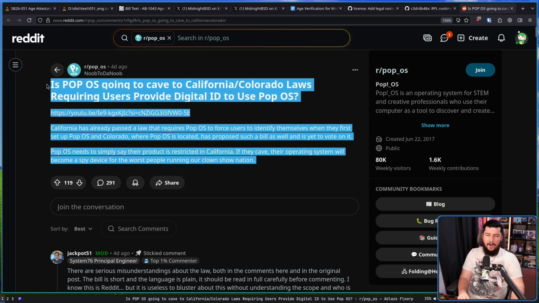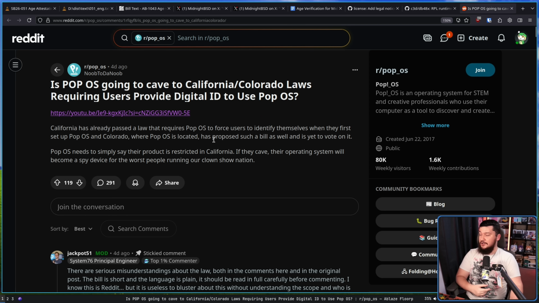Again, why are you blaming System76 for this? Also, completely misunderstanding the law. The law's bad, okay? This law's bad. It's not that bad. You're thinking of Discord.